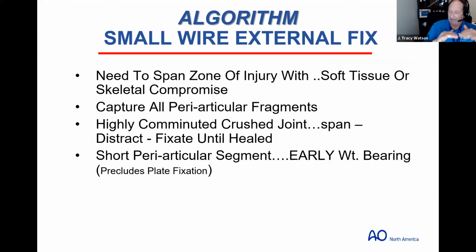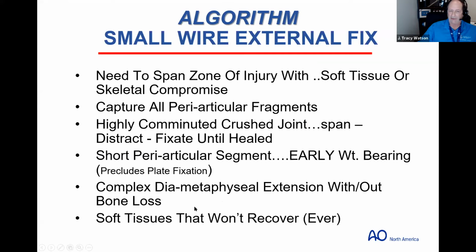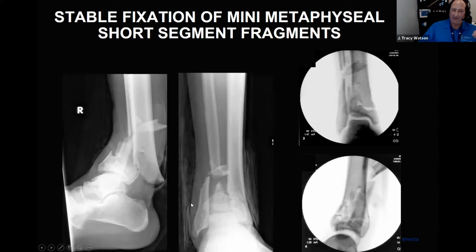If you capture these fragments and you span them like a trampoline, they can start to weight bear and move their ankle fairly quickly. And then in cases of significant shaft extension with bone loss, you can deal with that in a whole host of ways. And certainly these are very soft tissue friendly because you're not making very large incisions. So we'll look at a few cases and how a frame fits into this.